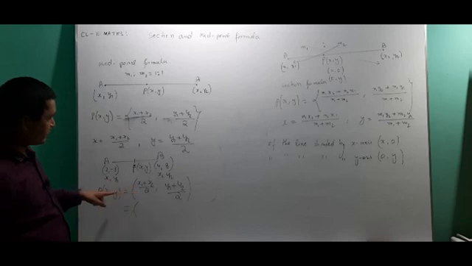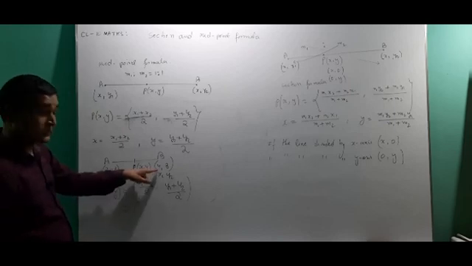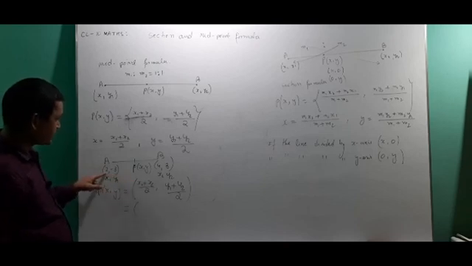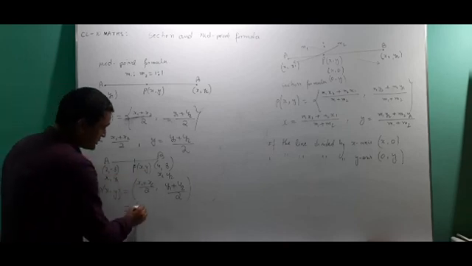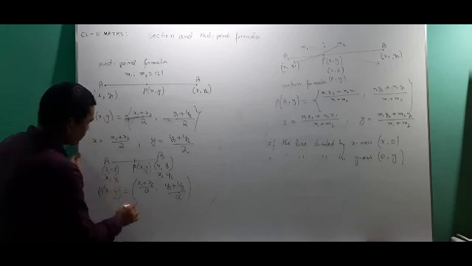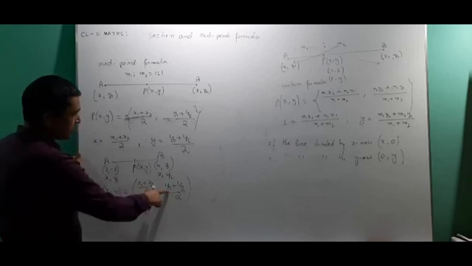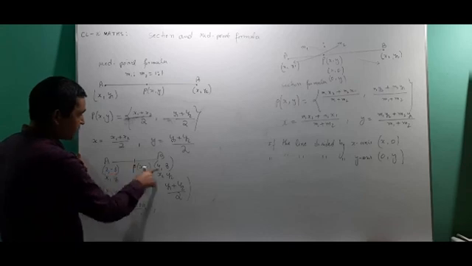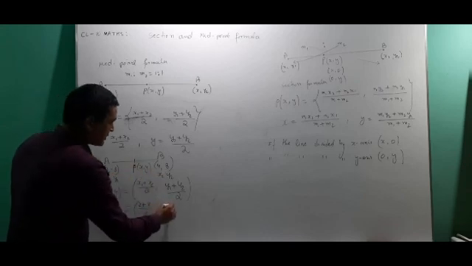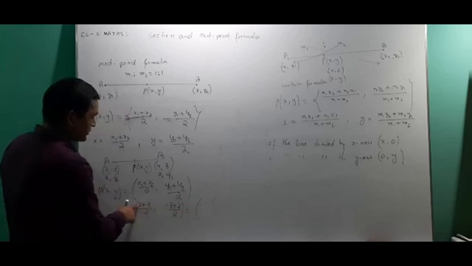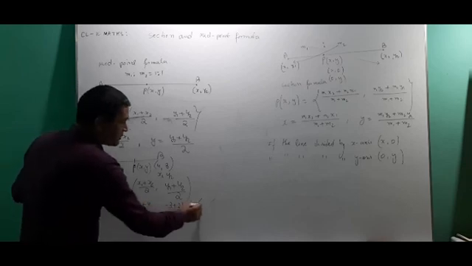Now it's easy. How to get the value of x? x is 2 plus 4 divided by 2, because x1 plus x2 means 2 plus 4. 2 plus 4 means 6, divided by 2. Then how to get the value for y? y is minus 3 plus 3 divided by 2. Then let's simplify. 2 plus 4 is 6, divided by 2.